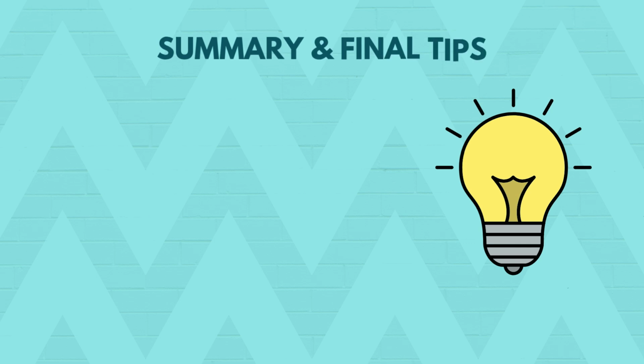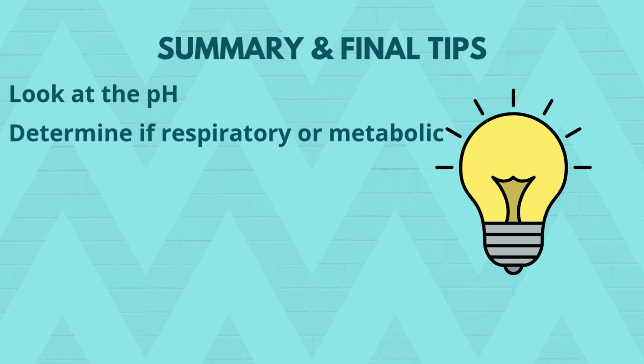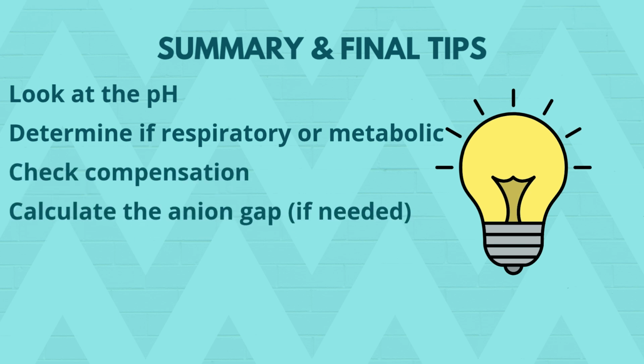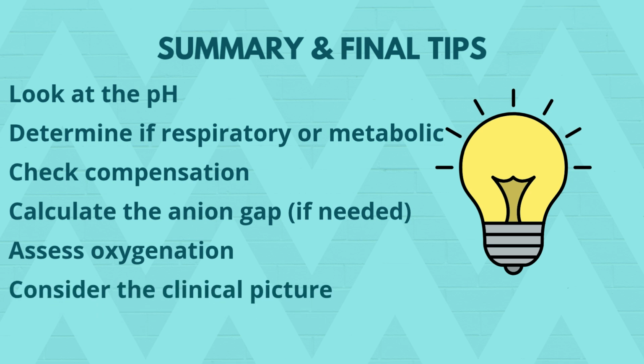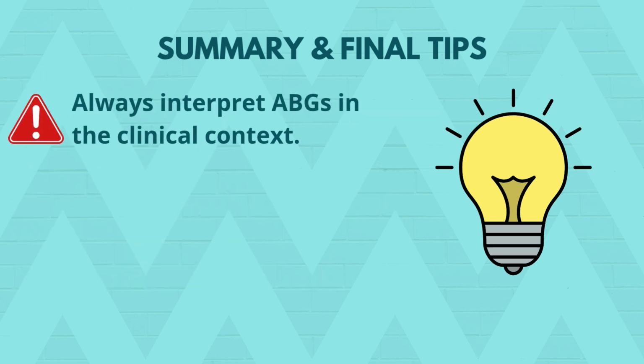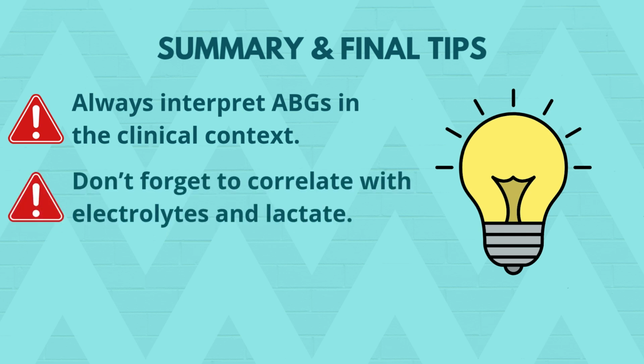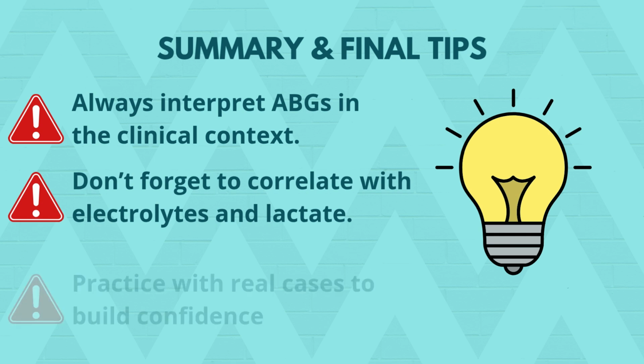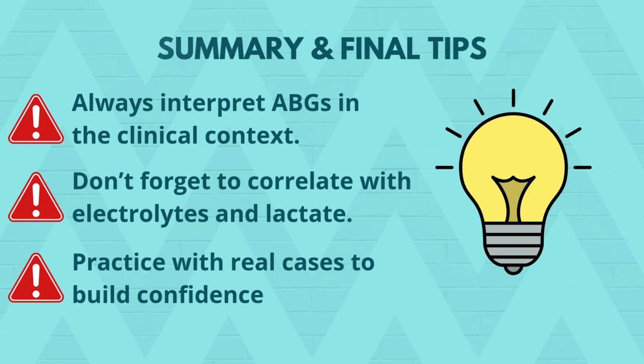Let's recap how to approach any ABG. 1. Look at the pH. 2. Determine if respiratory or metabolic. 3. Check for compensation. 4. Calculate the anion gap if needed. 5. Assess oxygenation. And 6. Consider the clinical picture. Final tips: always interpret ABGs in the clinical context. Don't forget to correlate with electrolytes and lactate. Practice with real cases to build confidence.